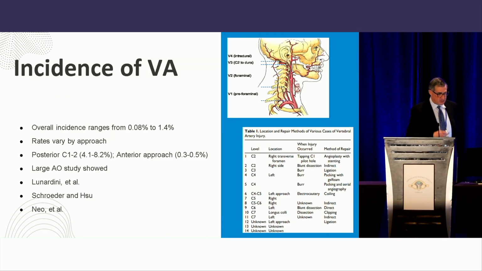So the incidence is pretty low, thankfully. The AO did a pretty large study with 15,000 patients, and less than 1% of patients get this injury. There are other studies listed here, and these are the causes in this chart on some of the other ones and how they were taken care of, a lot of them with packing and then an angiography. You can see a lot of them with the burr, so you need to be very careful. You can use a drill, occasionally electrocautery, but a lot of them with burring.